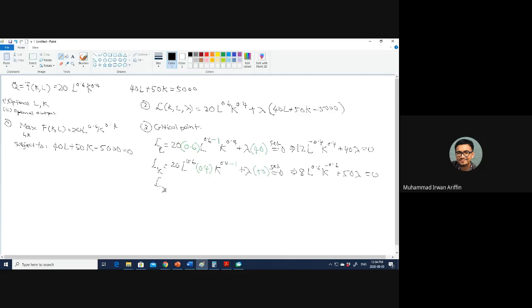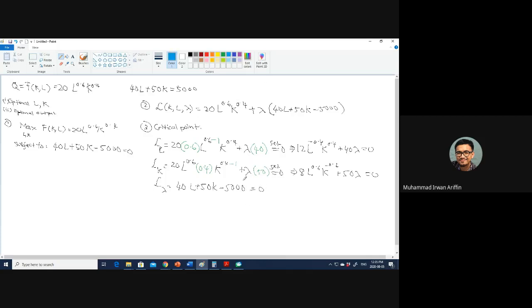And then the third equation, differentiate, the partial derivative. Find the partial derivative of the Lagrangian equation with respect to lambda. So there is no lambda in the first term. So we're going to basically rewrite the constraint: plus 50K minus 5,000 equals 0.